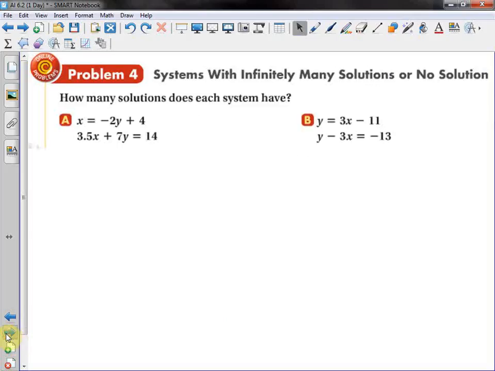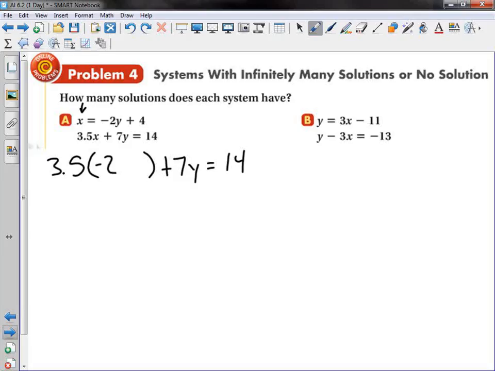All right, problem 4 says we're going to deal with systems that will have either no solution or infinitely many solutions. All right, so let's start with A. So A has x equals. Right, so x equals, that probably tells me that I'm going to take care of step 1 and step 2 in one fell swoop. So x is the one I'm going to solve for. Then I need to substitute. So I'm already on step 3, 3.5. That's my x plus 7y is equal to 14.